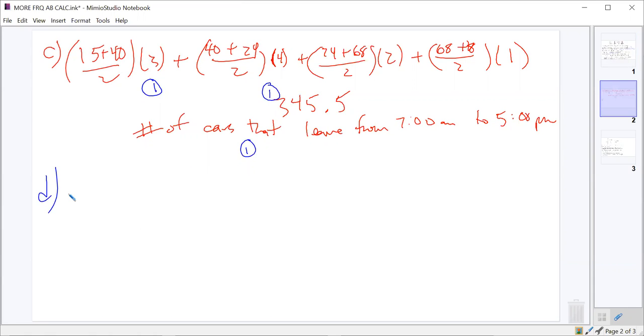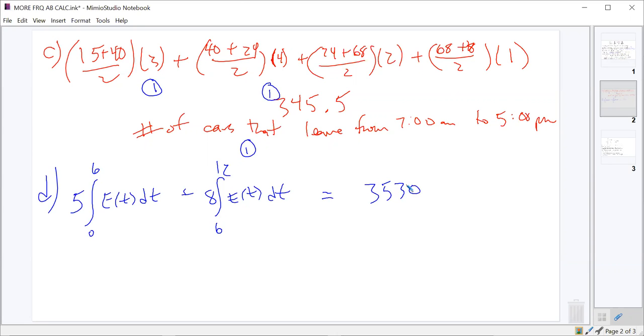Well, just take the integral from 0 to 6 of E of t and multiply it by 5. And then take the integral from 6 to 12 of E of t dt and multiply it by 8 and get some number. And they said to round that to the nearest dollar. Well, there you go, to the nearest dollar, 3,530. Pretty straightforward there.